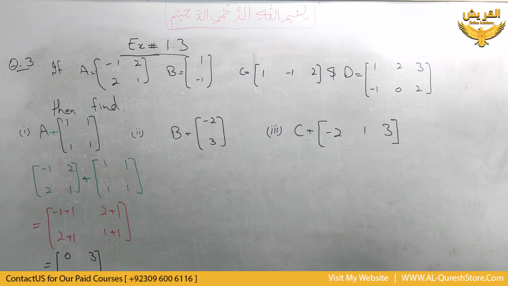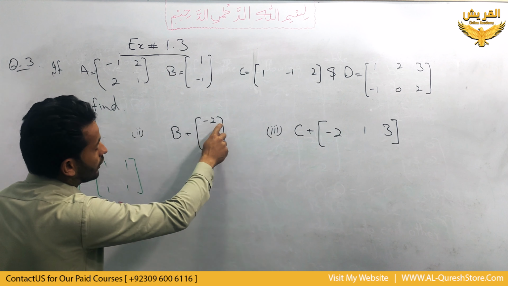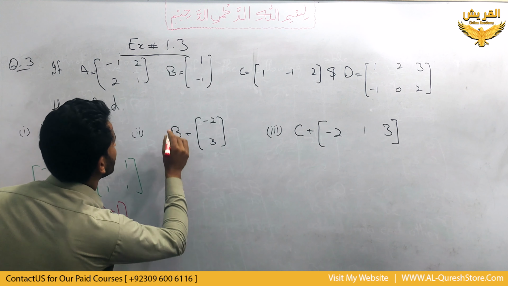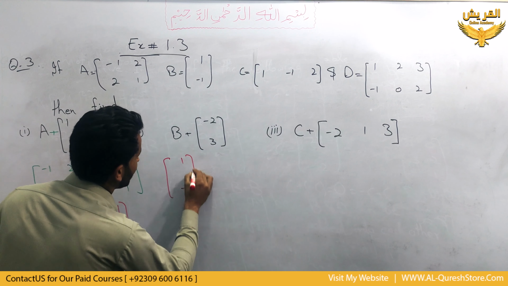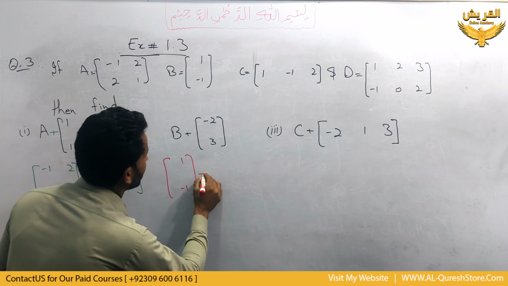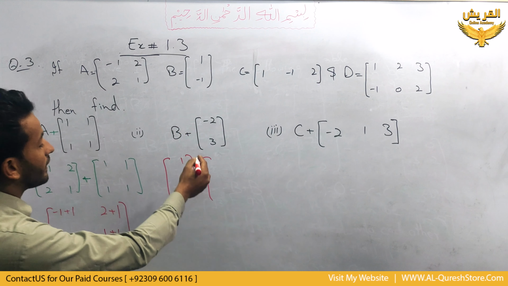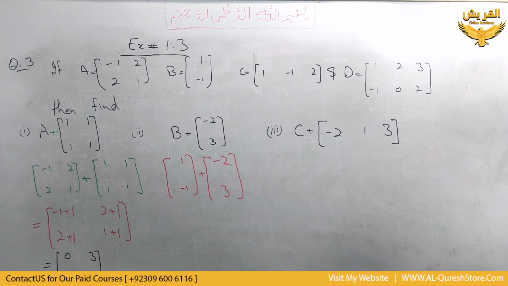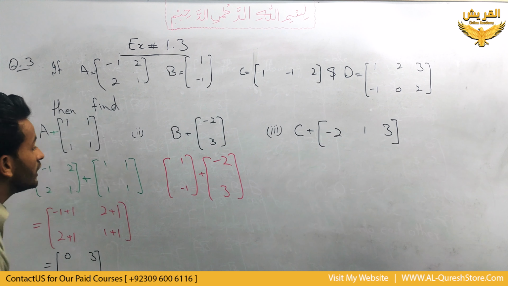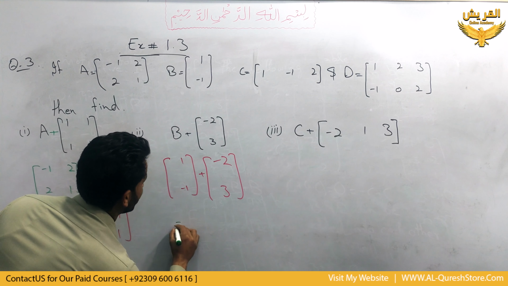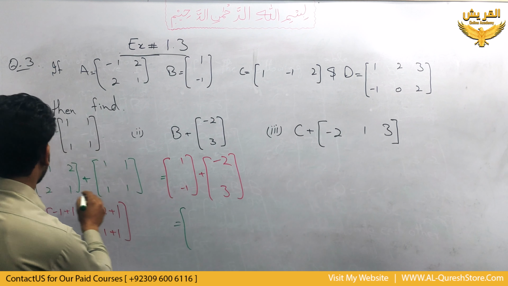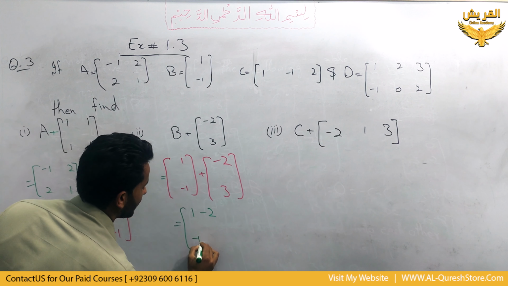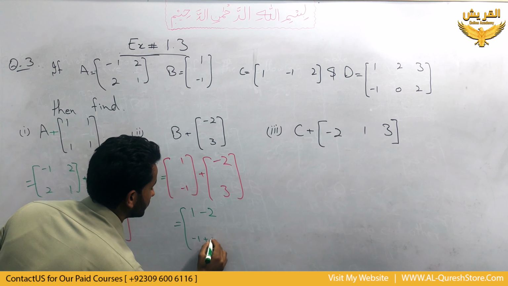Same we have to do with B, as it has order 2 by 1. For B, we know that B is equal to 1, -1. It also has order 2 by 1. To add it to matrix -2, 3, we use the addition method to add corresponding entries to each other. For this, we use 1 minus 2, -1 plus 3.